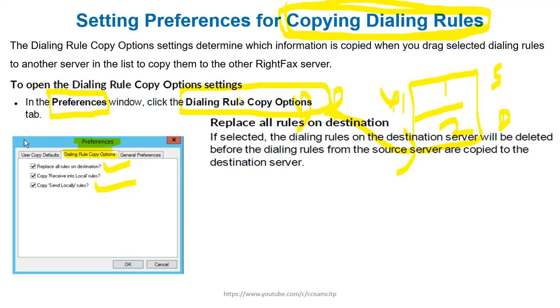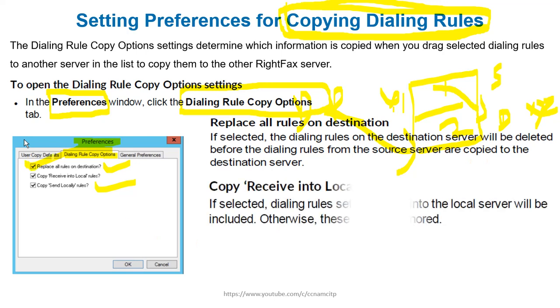If you select replace all rules on the destination server, what will happen? If you have selected this option, the dialing rules on the destination server will be deleted. For example, I have an xyz dialing rule created here. If I select this option and drag the dialing rule, the existing one will be deleted before the dialing rules from the source server are copied to the destination server. Very simple. It comes from this option.